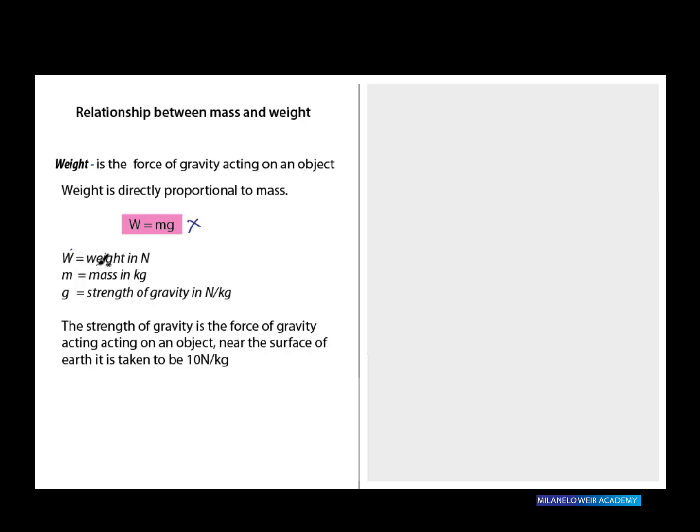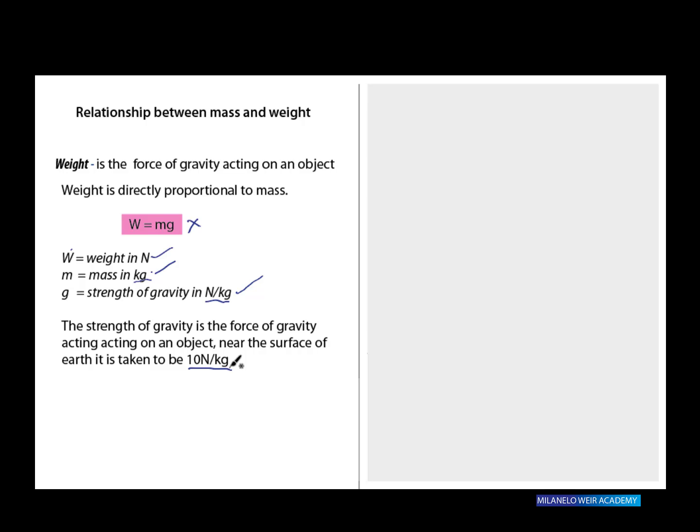Where W is the weight in newtons, M is the mass in kg. Remember, it has to be in kg. Then G is the strength of gravity in Newton per kg. So the strength of gravity towards the surface of the earth is taken to be 10 Newton per kg, right?